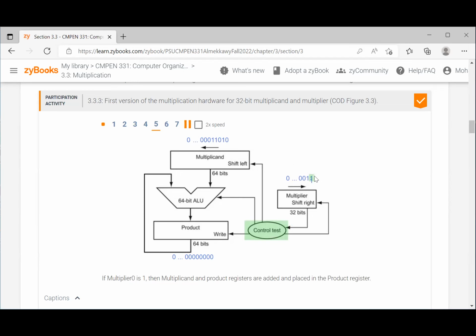I would check that this is actually 1. If this is 1, then I need to do the addition between the multiplicand and the previous product and update the product with the new results. So this was 1. Again, you will take whatever is here, add it with the previous product, and then update my product. Again, this will be shifted to the left, this will be shifted to the right, and just repeat those operations all the way until I finish my numbers in this particular case.